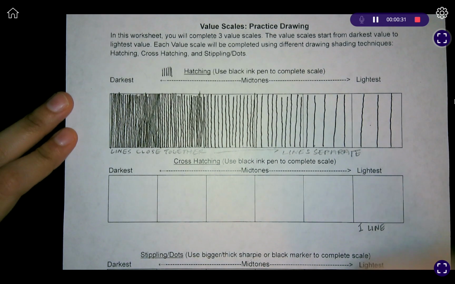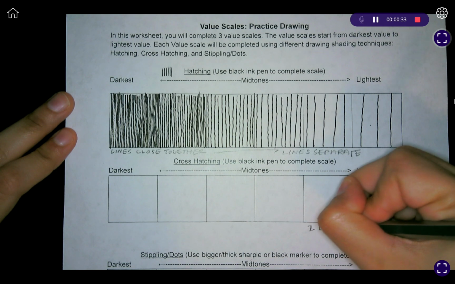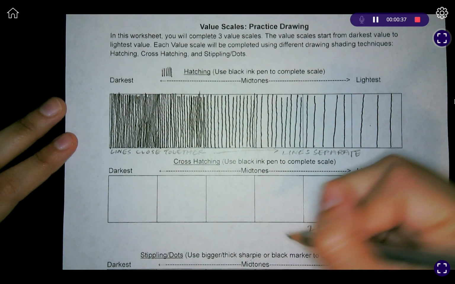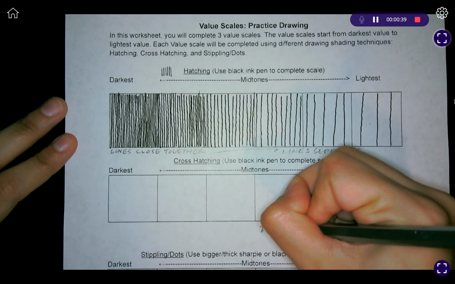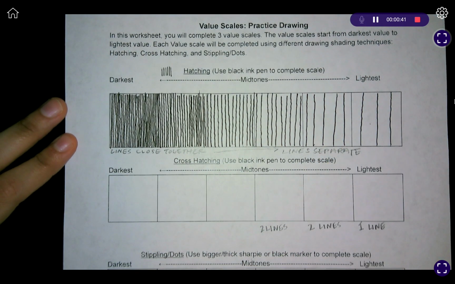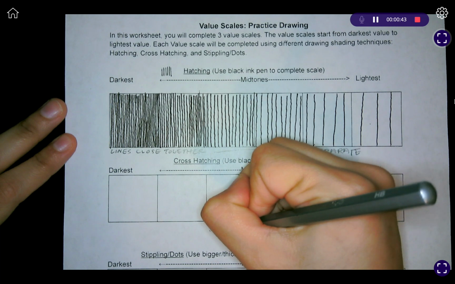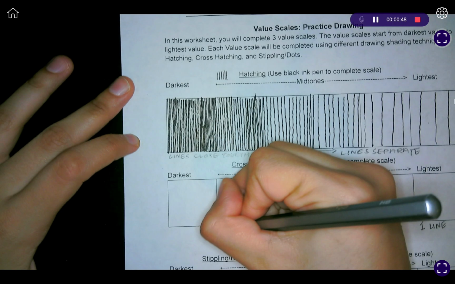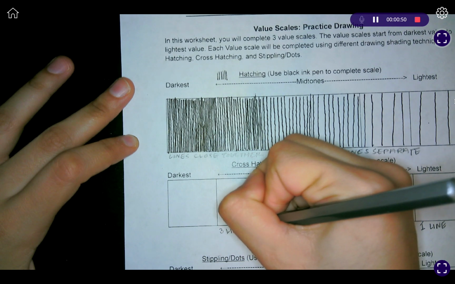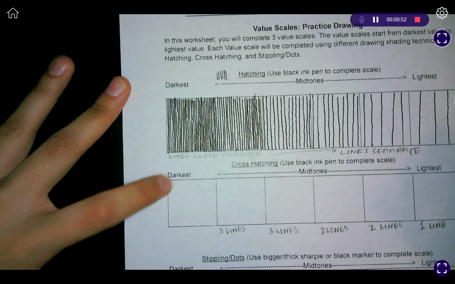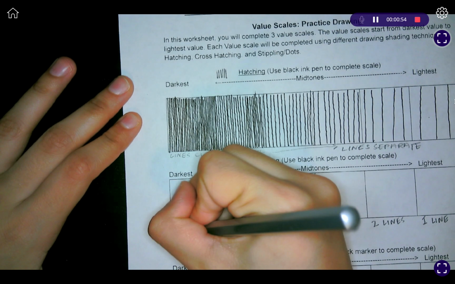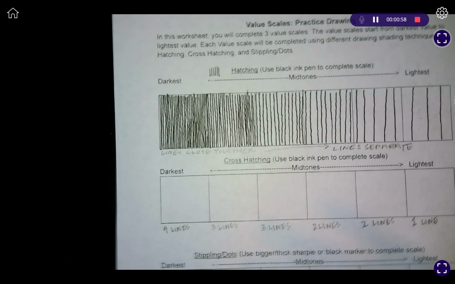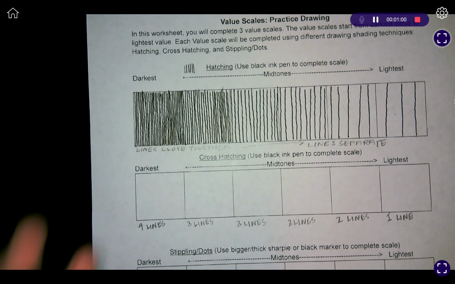line. This is going to be 2 lines. This one right here is going to be 2 lines. This is 3 lines. This is 3 lines. And then the darkest value is actually going to have 4 lines. Okay, and so these lines are going to go in different directions.